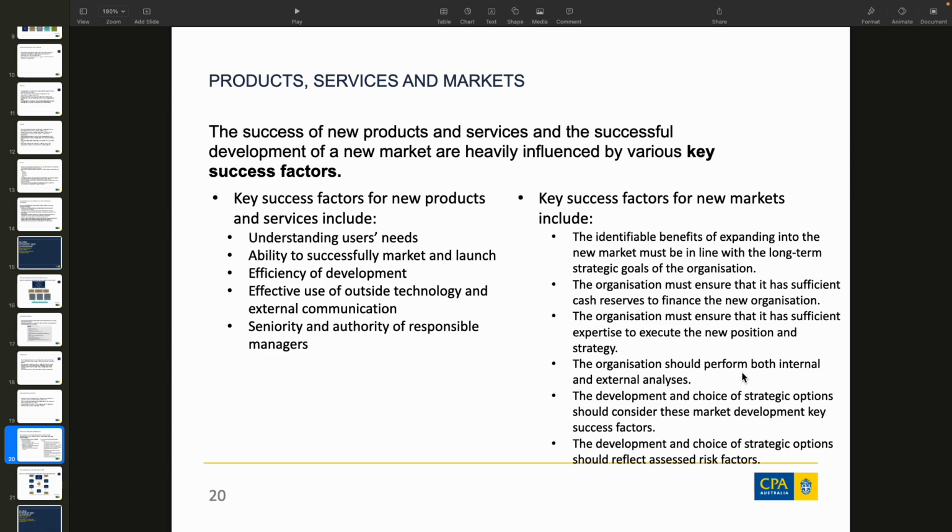So you look at what the key success factors are. The development and choice of strategic options should also reflect assessed risk factors. What are the risks involved? So when we develop a strategic choice, you have to ask, what's the risk? If you enter OTT, what's the risk? You have Netflix, Prime, Disney, Hulu, HBO. All these players can enter Malaysia, correct? You know the one that has successfully entered Malaysia, ZTV.